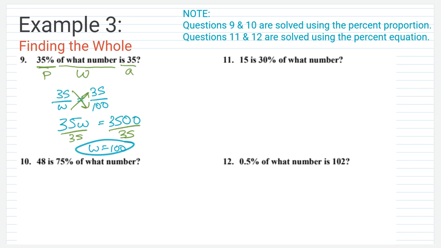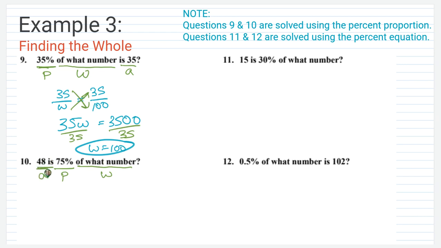All right, so now we're going to take a look at number 10, which is going to be a little bit more involved. It's not going to be as simple as that last one. We're going to, again, go through and identify the different portions to our problem. So identify the percent first. 75%, that's my percentage. Of what number, that's going to be W, and then 48 will be the part.